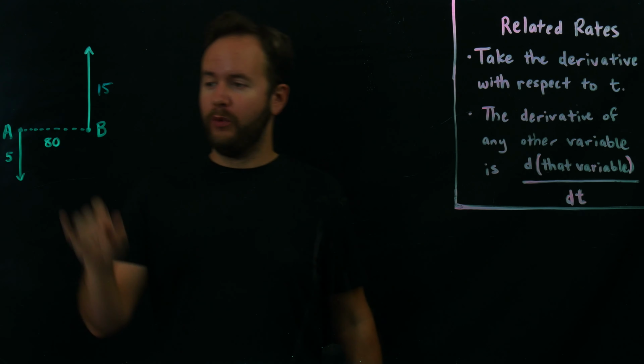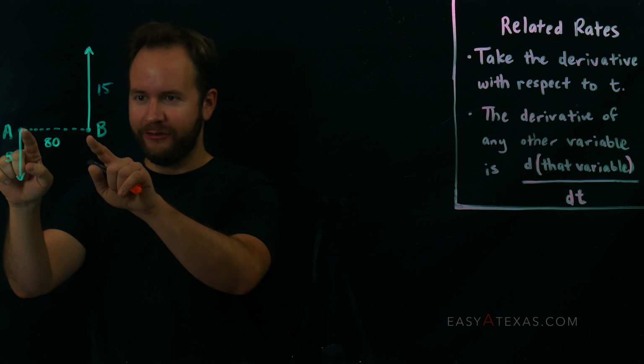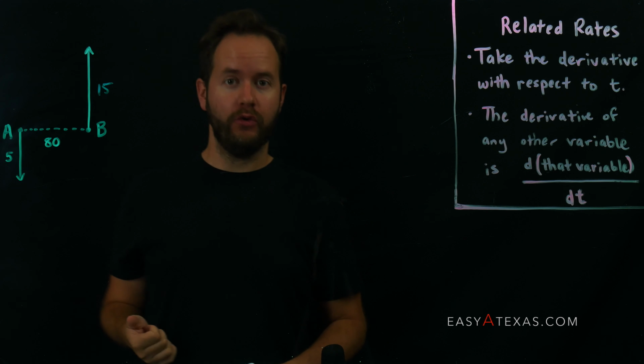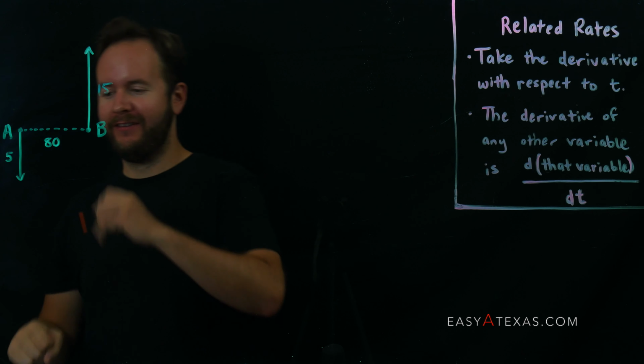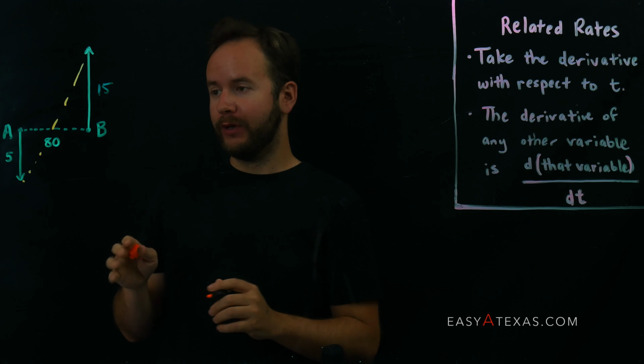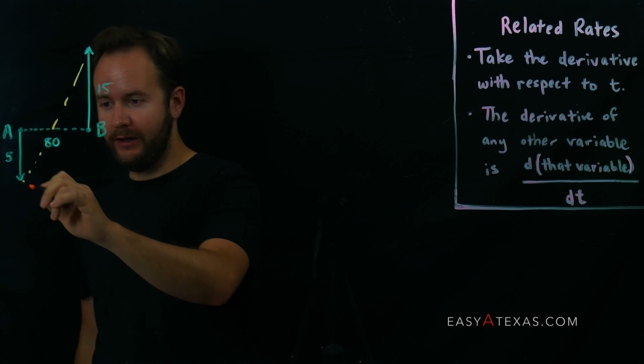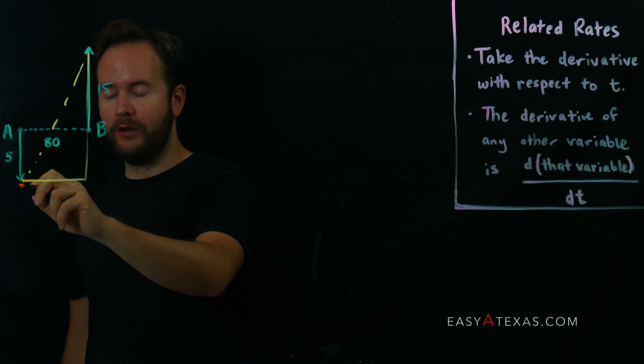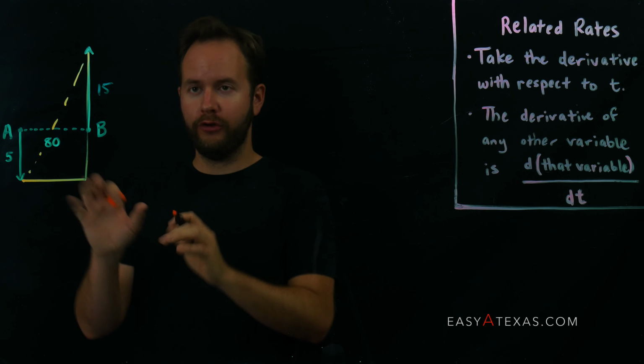In this related rates problem, we have two ships, ship A and ship B, that start moving away from each other at noon. But then we want to figure out how fast the distance between them is changing at 3 p.m. What we're going to do is superimpose a triangle here. We'll say that there's a vertical distance and a horizontal distance between the two ships. So let's draw a new triangle.